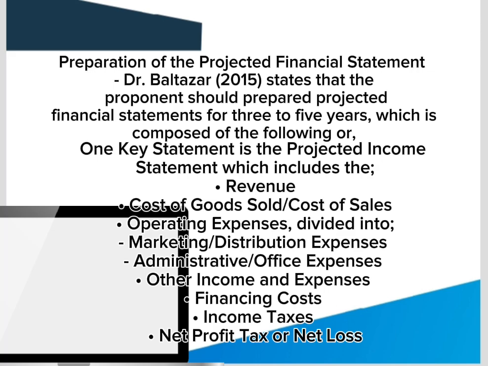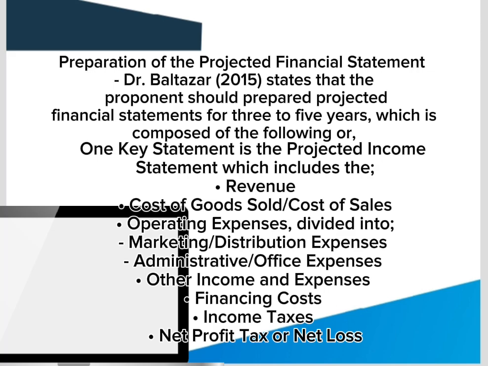Next is operating expenses. Operating expenses are the costs a business incurs through its normal operations, including the cost of goods sold. Operating expenses are divided into marketing and distribution expenses, and administrative office expenses. Marketing and distribution expenses are costs related to promoting and delivering your product or services. Administrative office expenses cover the general overhead needed to operate the business. That is the difference between marketing and distribution expense and administrative office expense.